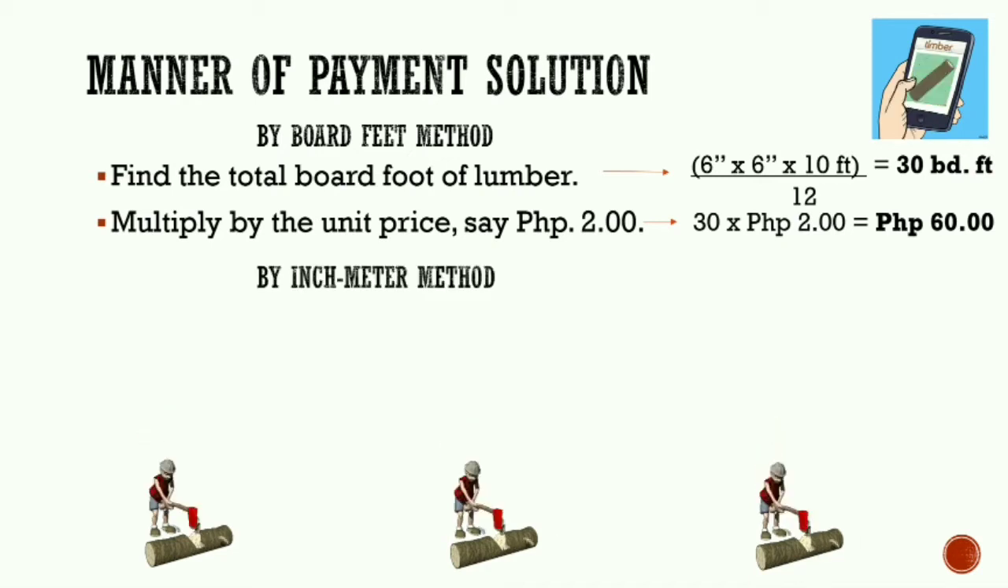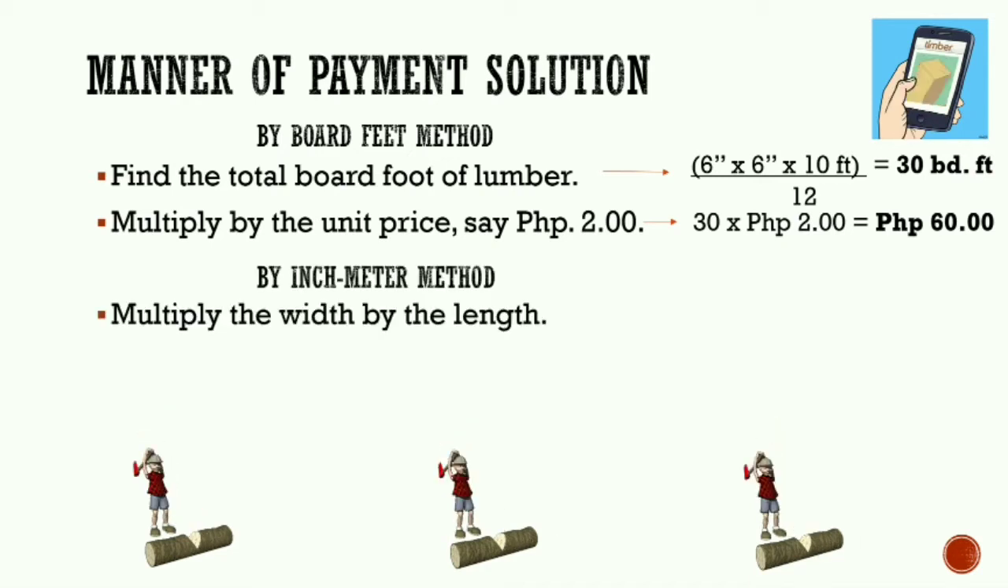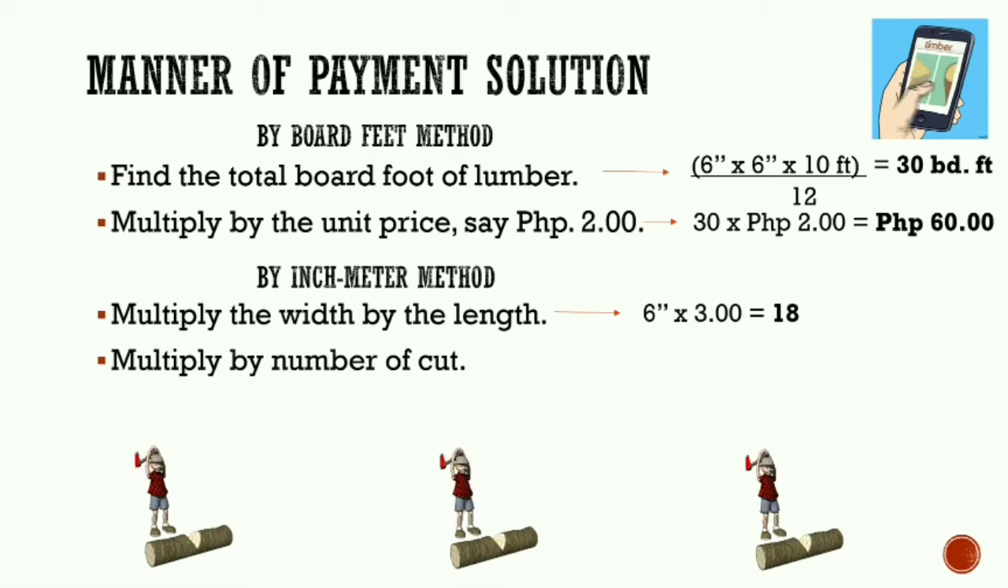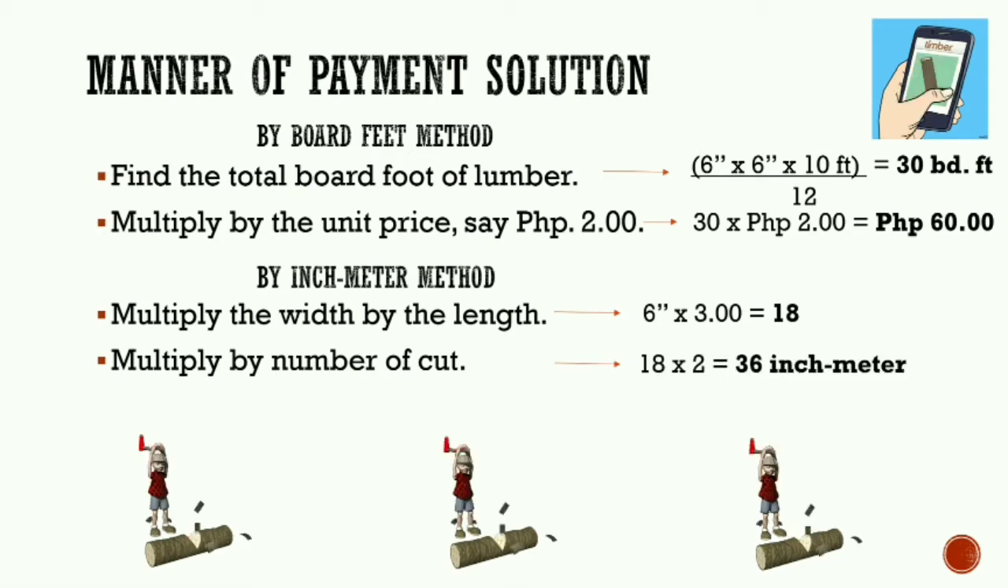Now for the inch meter method. You need to multiply the width by the length of the lumber. Say the width is 6 inches multiplied by the length of 3 meters, which is equal to 18 inch meter. Now multiply by the number of cuts. The number of cuts is 2. So 18 multiplied by 2 will be 36 inch meter.